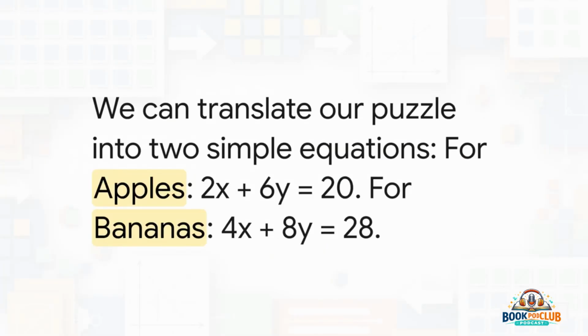And just like that, the story becomes a set of instructions. The top equation is our apple count. 2 apples from every bag plus 6 from every box gives us 20 total. And the bottom one? Well, that's the same deal for the bananas. The entire problem captured in just 2 lines of code, basically.